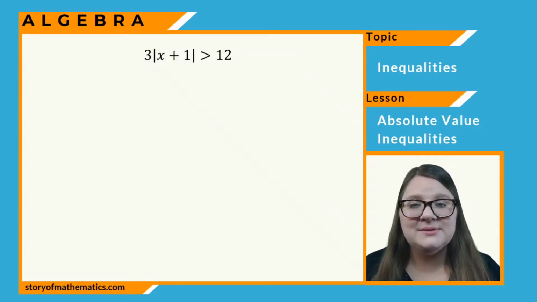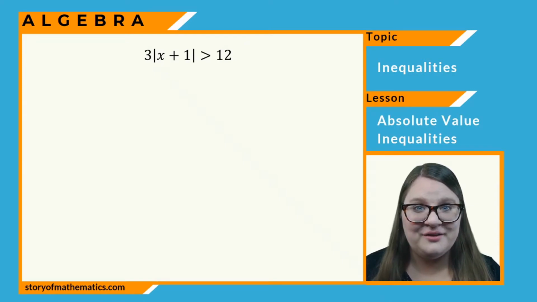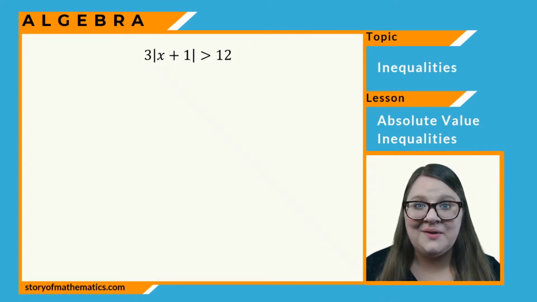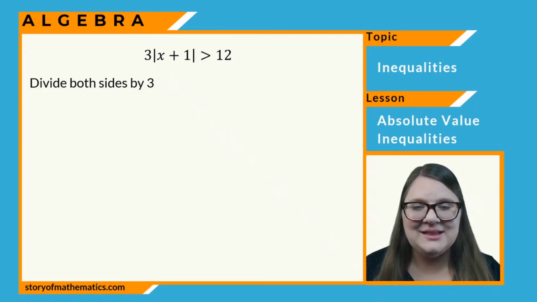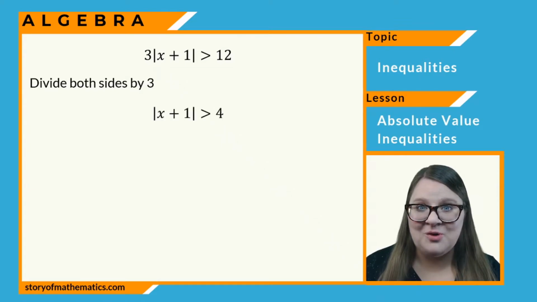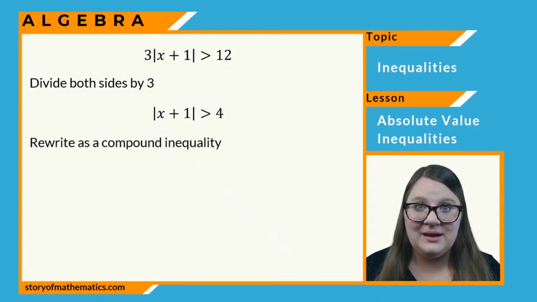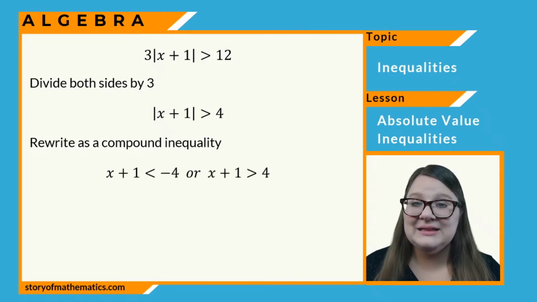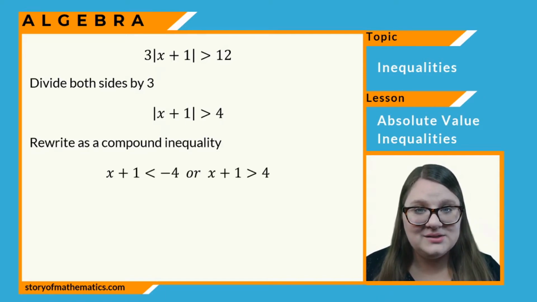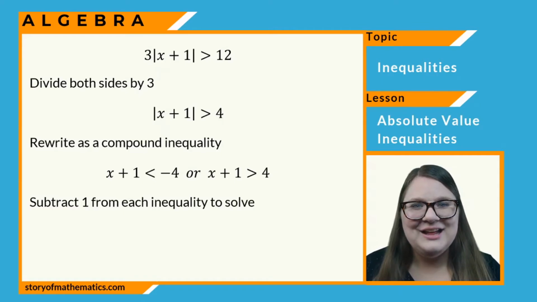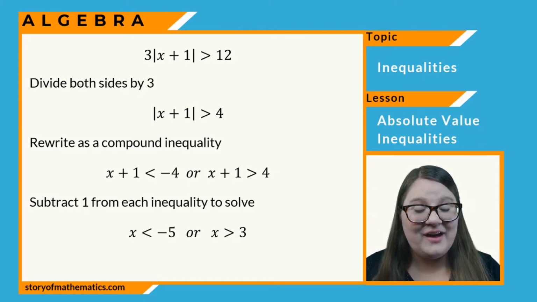If I give you 3 times the absolute value of x plus 1 is greater than 12. To isolate the absolute value, I'll divide by 3 on both sides. That gives me that the absolute value of x plus 1 is greater than 4. Now I can rewrite it as a compound inequality. Because it's greater, this will be an "or" statement. So x plus 1 is less than negative 4, or x plus 1 is greater than 4. To solve these inequalities, I'm now going to subtract 1 from each one. That's going to give me that x is less than negative 5, or x is greater than 3.